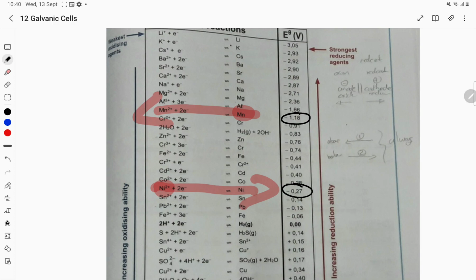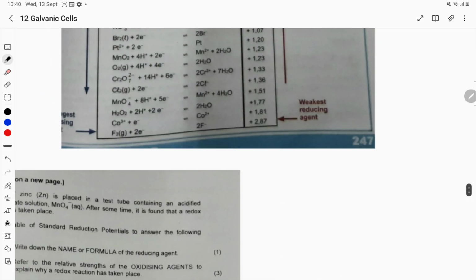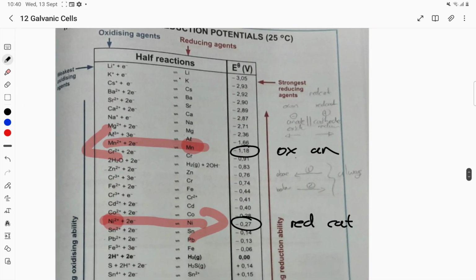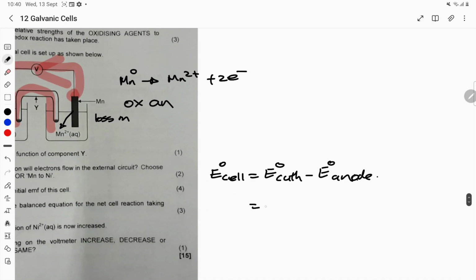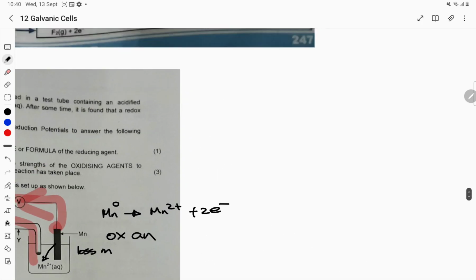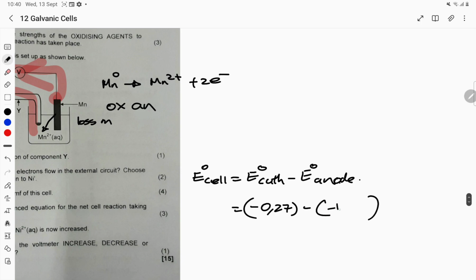So red cat, reduction is the cathode. So this will be a reduction over here, red cat, and over here we have oxidation, increase in oxidation state, and red ox anode. So let's go. I think the first one's cathode minus anode. So cathode minus anode, we have negative 0.27 minus E0 anode, which is negative 1.18, right?